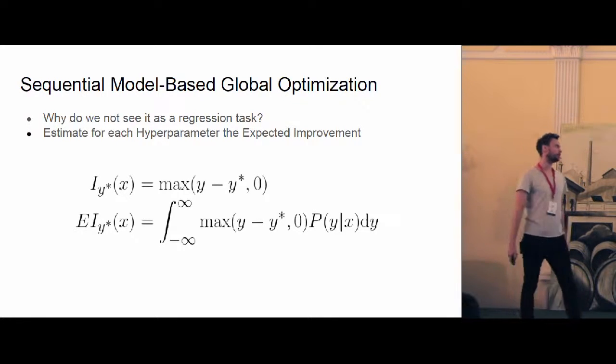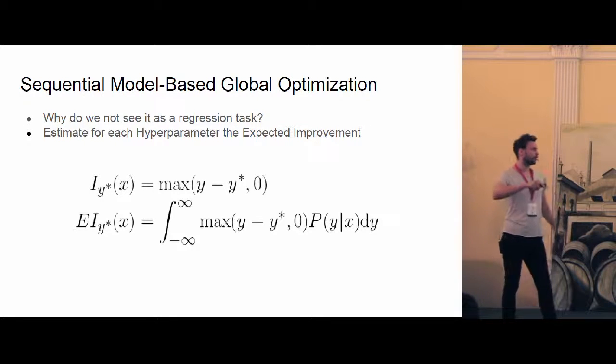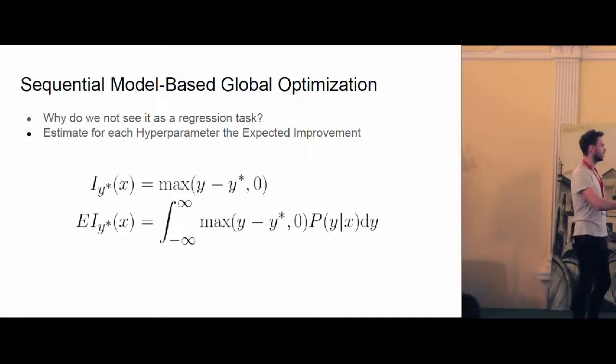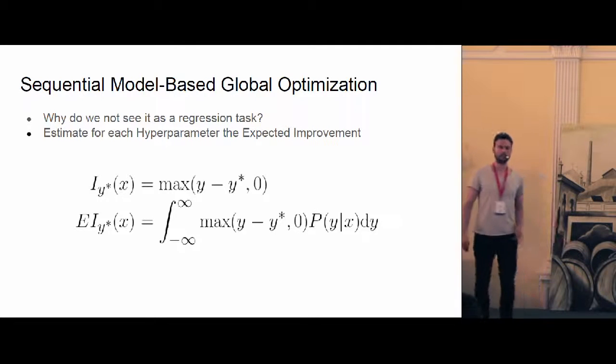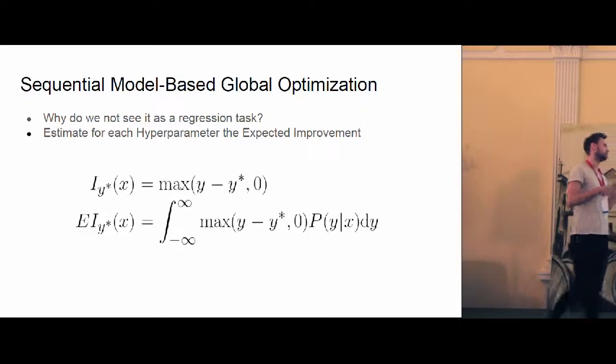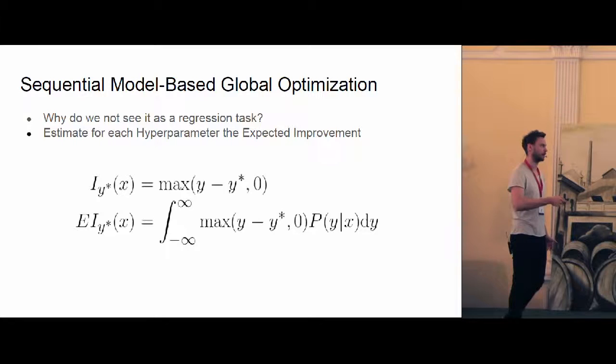And the expected improvement then is really simple. It just tells us that we average over all the y's that we have, so basically our model here, P of y given x, tells us how likely it is that we're going to reach this performance level for a given hyperparameter.